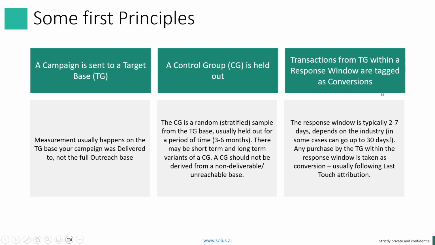So those are your basic principles. You've got a TG, you've got a CG, you've got a response window, and all purchases happening by the TG within the response window are tagged as conversions. Now let's get to the actual measurement of incremental revenue.